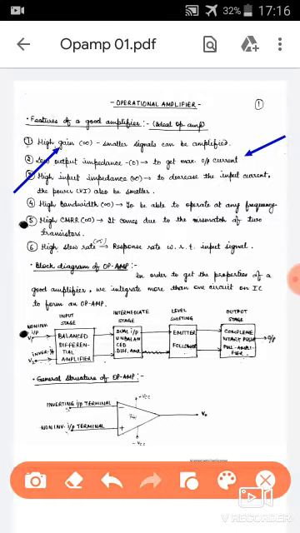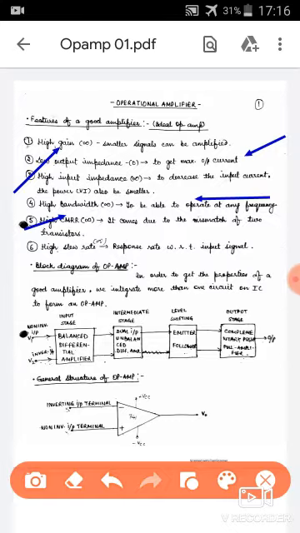The third important characteristic of any good amplifier is that its input impedance or resistance must be as high as possible, because if the resistance is very high, the input current tends to 0, and the current gain is defined by output current upon input current, and hence the current gain will be maximum. This is the third most important characteristic of an amplifier. Then the fourth characteristic is high bandwidth.